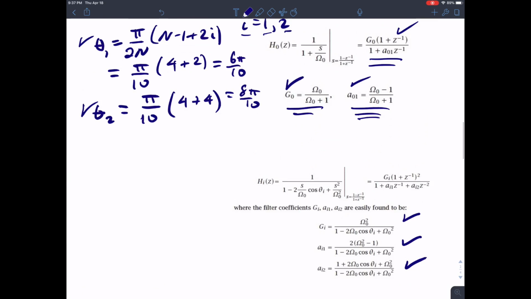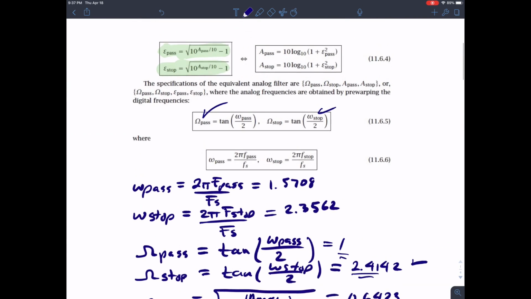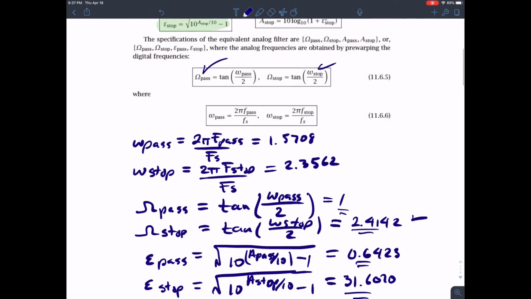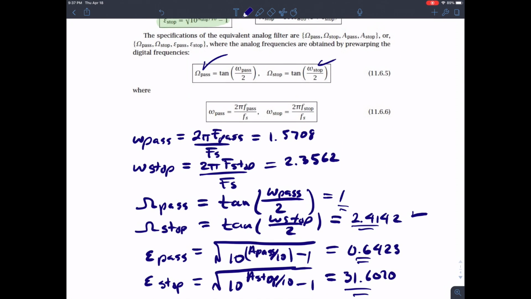So the last part of the problem was to write a cascade realization of these second order sections. We did enough of that on exam 2, so let's just scratch that problem from this review. So hopefully you find that helpful for Butterworth filters.